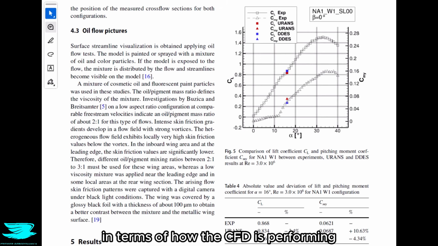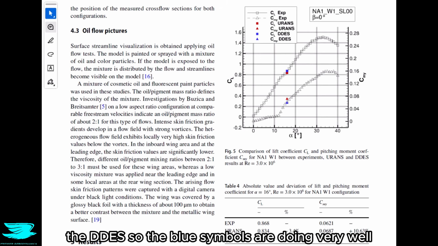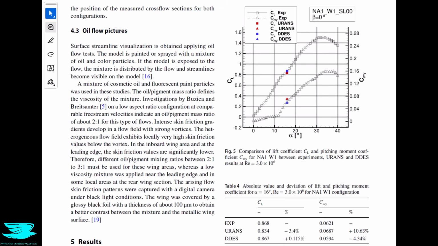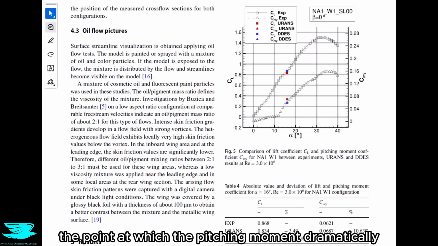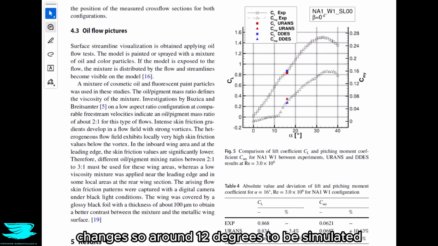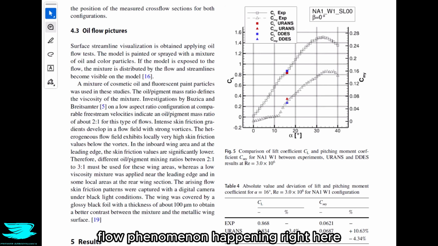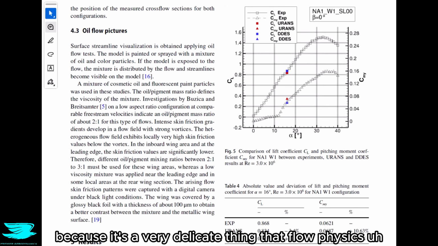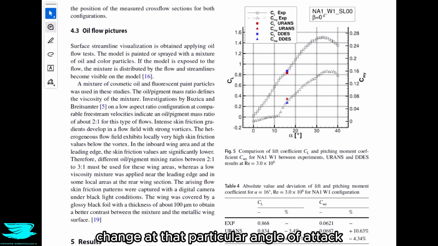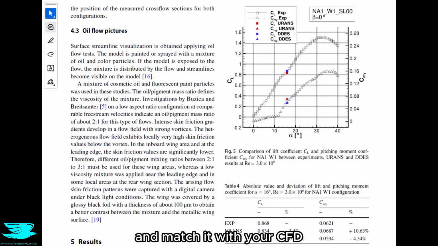Anyway, in terms of how the CFD is performing, the DDES, so the blue symbols, are doing very well. They lie right on the experimental data. The URANS are pretty good too, but still a little off. And what I would like to see is the point at which the pitching moment dramatically changes, so around 12 degrees, to be simulated. That's because there is obviously an important flow phenomenon happening right here. And if the CFD picked it up right at this point, then that would be very impressive, because it's a very delicate thing that flow physics change at that particular angle of attack. If you can simulate it in CFD and match it with your CFD, that's just very impressive. That's very difficult to do.